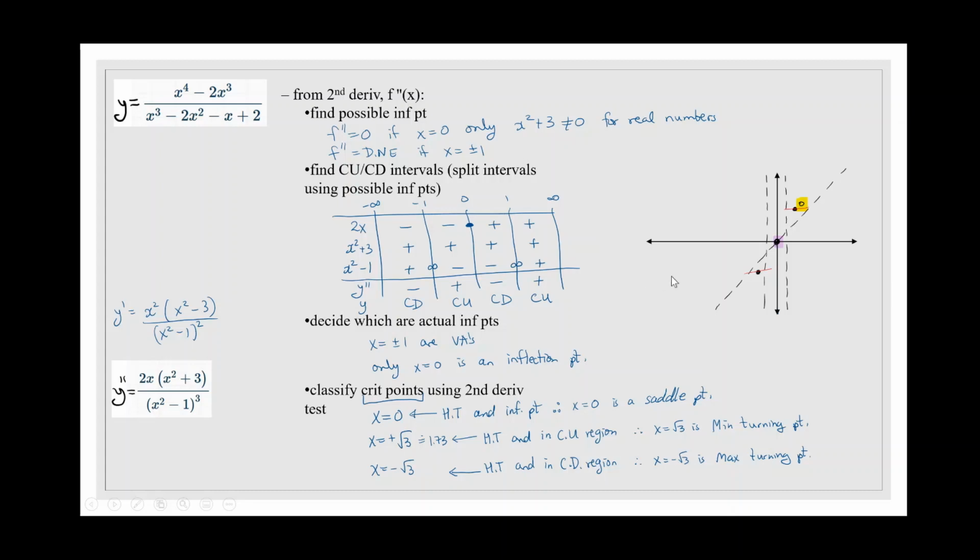Okay, so with this information, we can sketch things. So this region here is concave up, going through the hole and the minimum turning point. And this is concave down, and there is a max turning point. Here we have concave down on this side of 0 because of that, and concave up on the other side of 0, like we said, is going to be a saddle point.